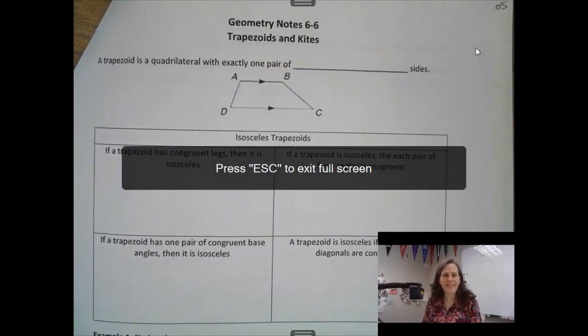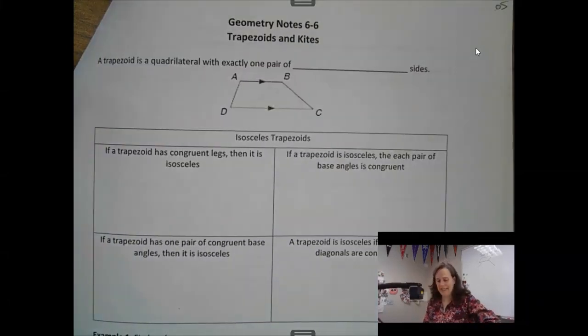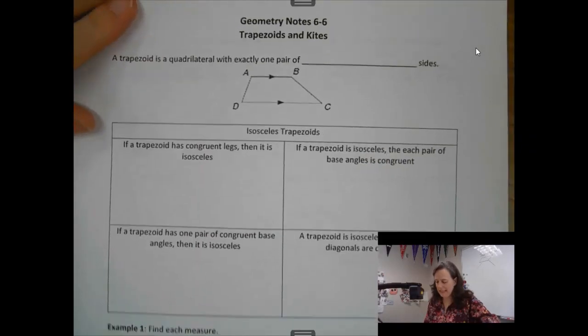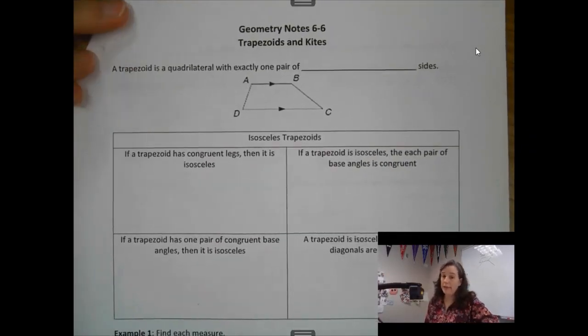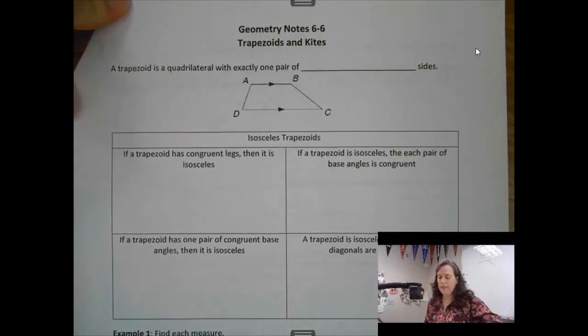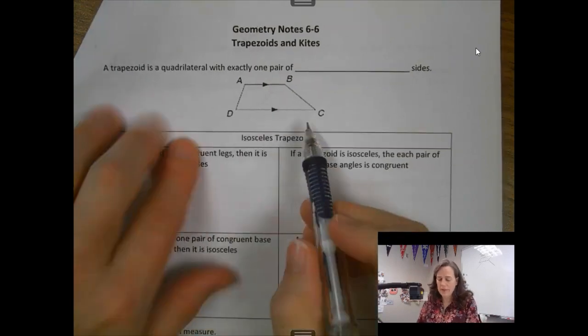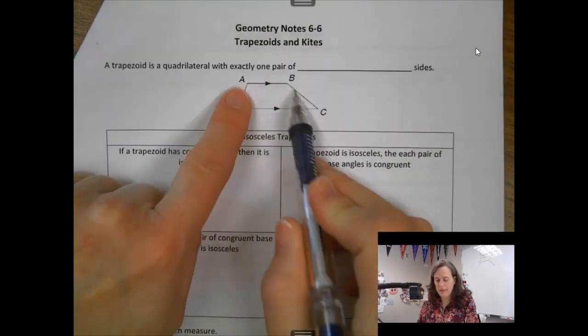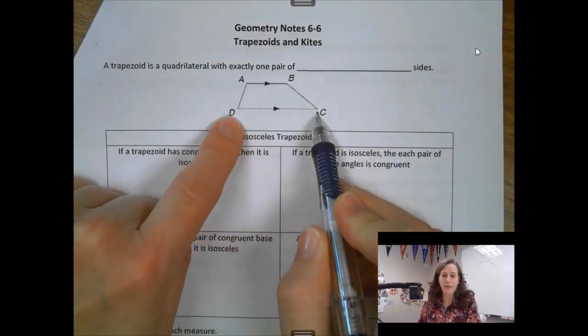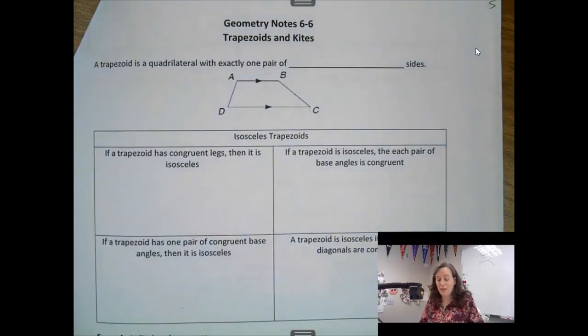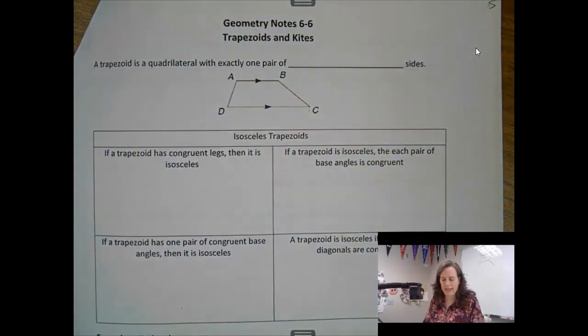Hi guys, we are looking at 6-6 today, trapezoids and kites. So we're still in quadrilaterals, the four-sided shapes. These are not considered parallelograms, where both opposite sides are parallel, and that's because of this pair of sides. Those are definitely not parallel. So trapezoids and then kites we'll look at in just a second.